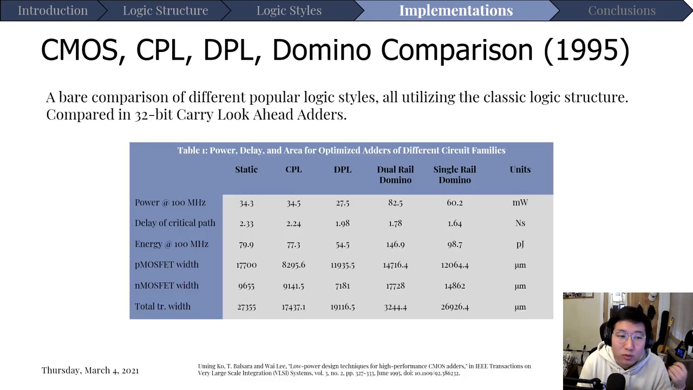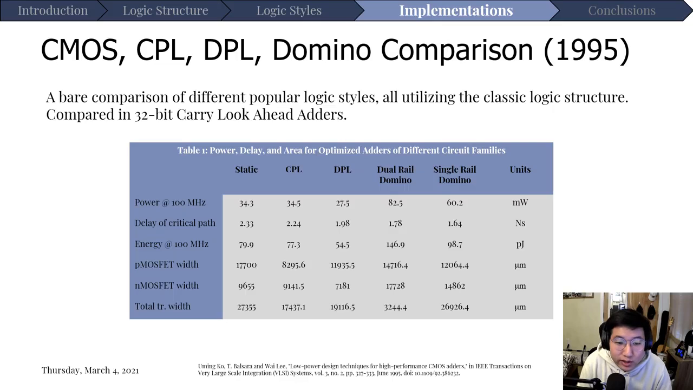This might be before any of you were born, but this 1995 paper does a bare bones CMOS, CPL, DPL, and domino comparison, with the domino being both dual rail and single rail. This comparison wasn't done as a single full adder, but as a composition of those full adders into a 32-bit carry look-ahead adder. And if you remember what we talked about, chaining together transmission gate circuits ends up very poorly, which is why transmission gate based adders were not included in this study.